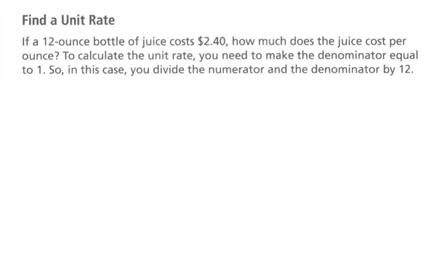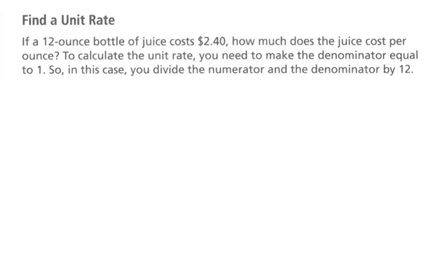Now let's look at this one. So this is another one where they give us ounces of something and they want to know how much it costs per 1 ounce. If a 12-ounce bottle of juice costs $2.40, how much does the juice cost per ounce? To calculate the unit rate, you need to make the denominator equal to 1. So in this case, you divide the numerator and the denominator by 12.